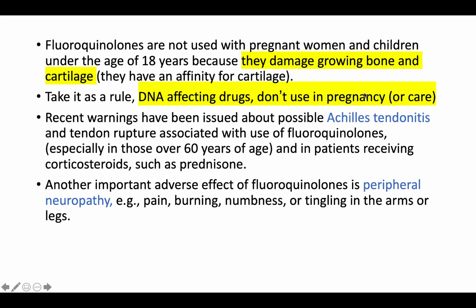Again, we do not use it in pregnancy, or if we have to use it, we'll be very careful. Of course, we have other options for pregnant women. They can damage the bone and the cartilage mainly, and we try to not use them in children, even under the age of 18. This effect of the damage of growing bone and cartilage can even affect adults.